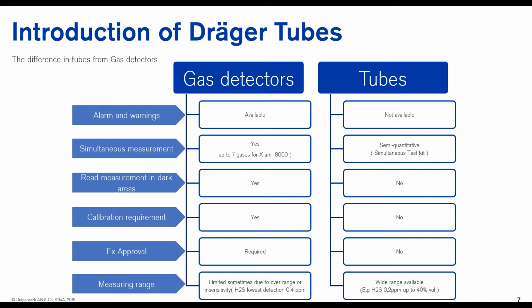Another key area where tubes have more advantage is the selectivity. The tubes provide a wide range to detect various toxic gases, and the tubes also offer a wide measuring range from a very low to a very high concentration.